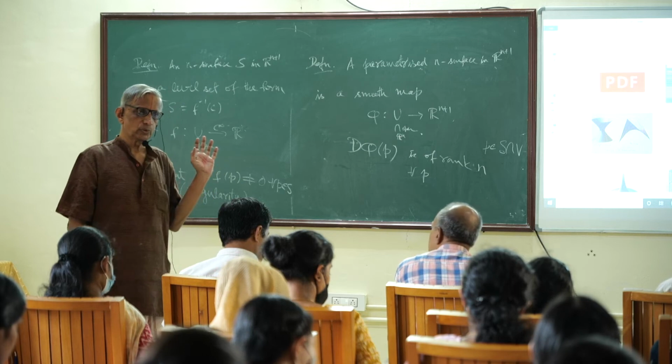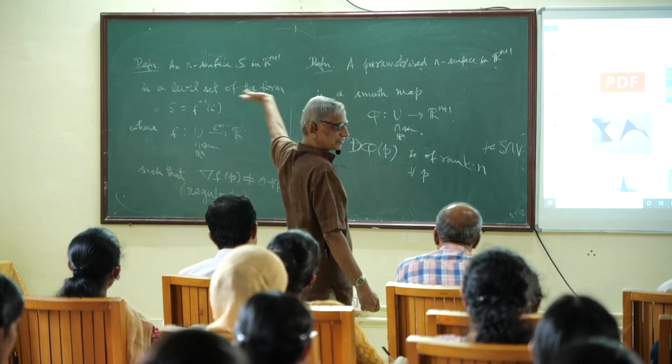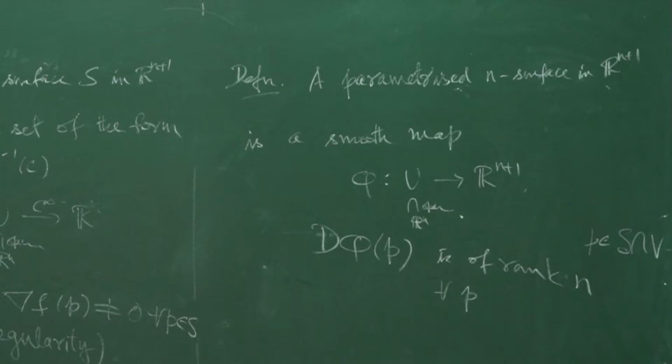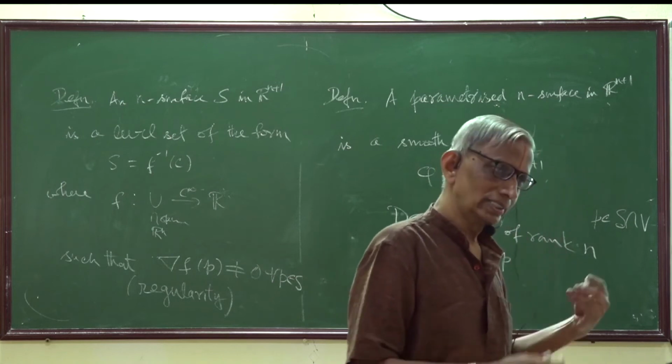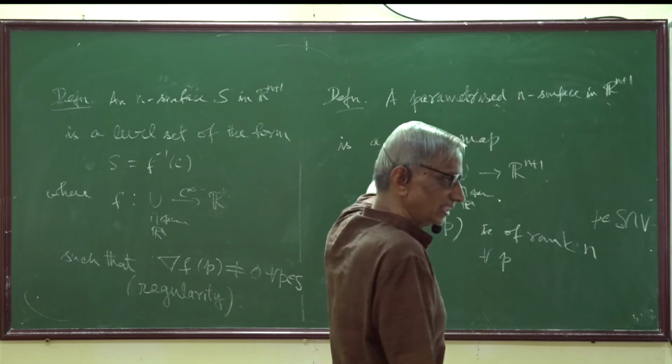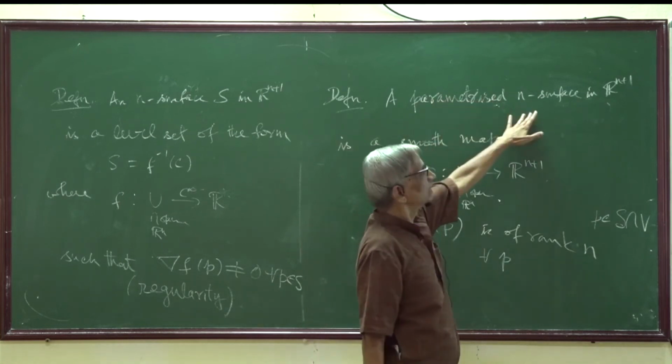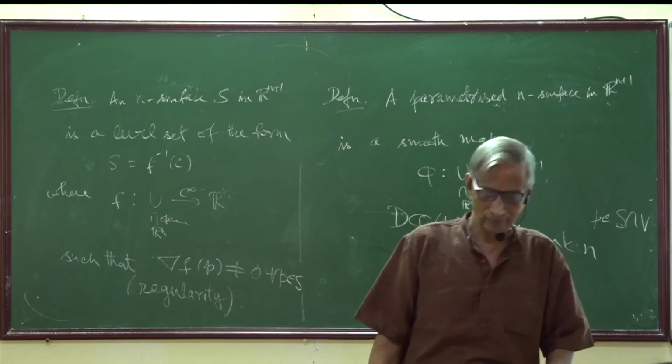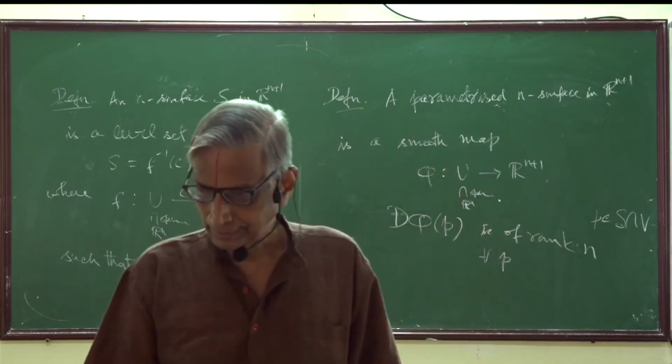So if you want to fit this into our definition earlier, this gives you only one patch. This may not cover the entire surface. So this gives you only a patch on the surface. So you have to cover the surface by patches like this. So if S is covered by patches like this, then you call it a surface, a smooth surface. But in your textbook, only this much is given.